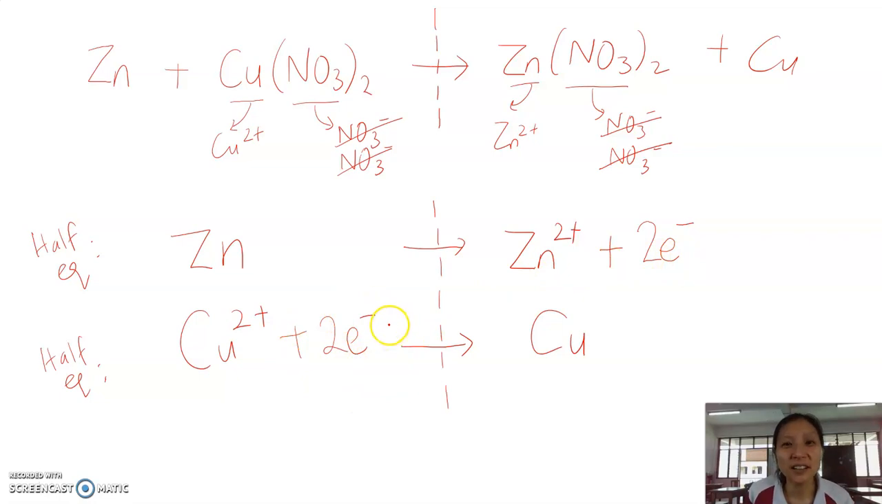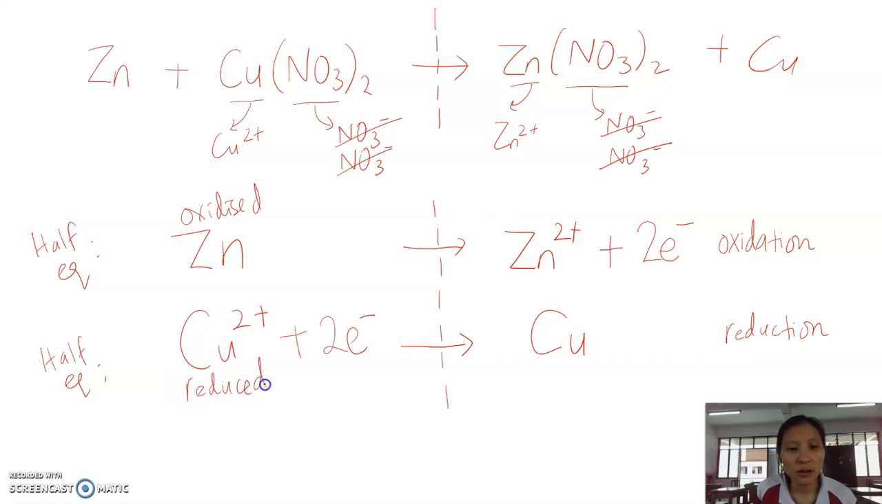We have learned oxidation is when the substance loses electrons. So this is the oxidation half equation. And we also learned that reduction is when the substance receives electrons. So this is the reduction half equation. So we know that zinc is oxidized, whereas copper 2 plus is reduced.